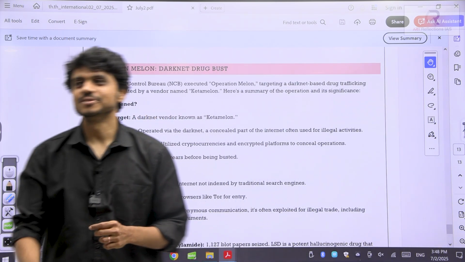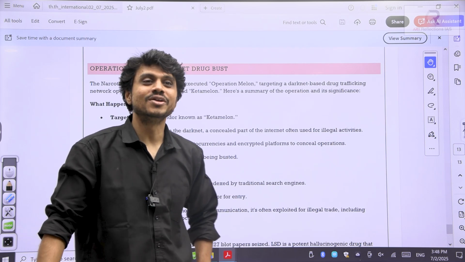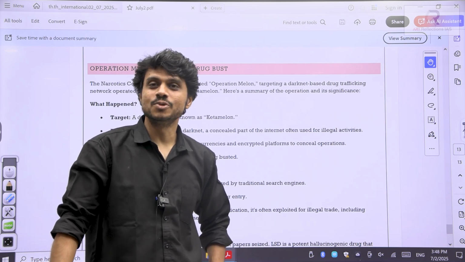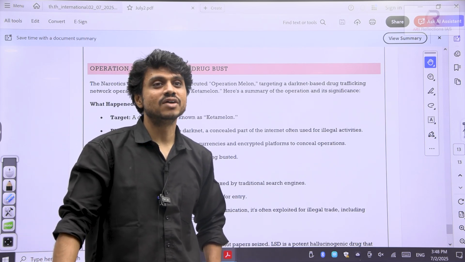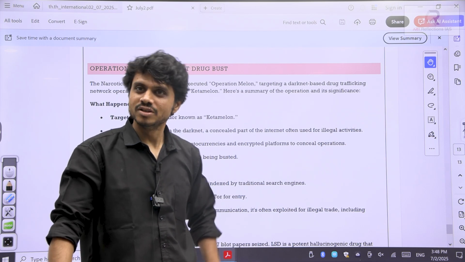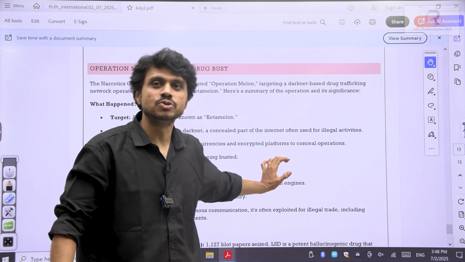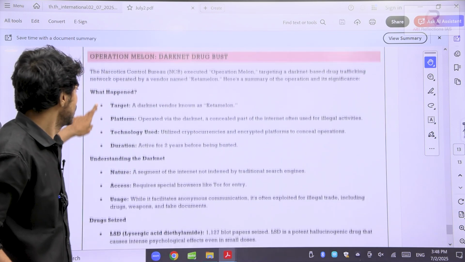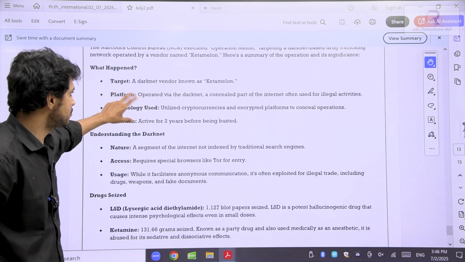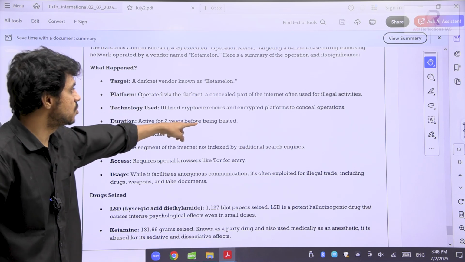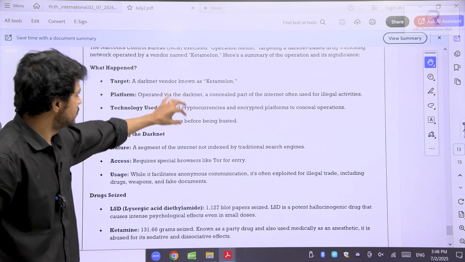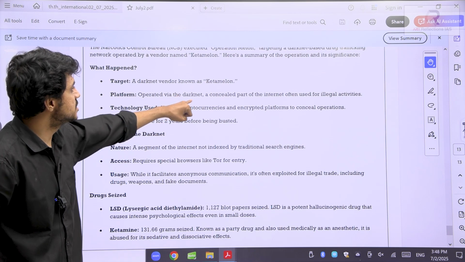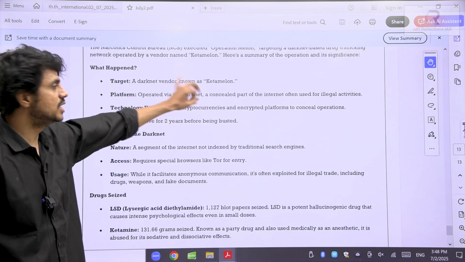Like your Annie. Who exposed this, who went into this dark web and identified who are the persons involved and all. In the same way, they have worked for 2 years using these dark websites. They have used the technology and tried to identify. See here, active for 2 years before being busted. They operated via the darknet, a concealed part of the internet, often used for illegal activities.